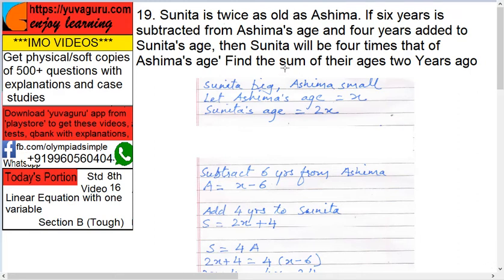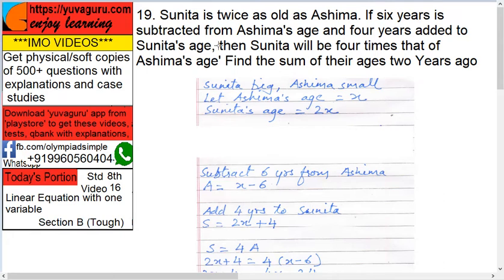In these types of problems, you shouldn't forget the basics. Who is older, Sunita or Ashima? That's what we forget. Remember the basics. Sunita is big, Ashima is small. Okay. So let Ashima's age equal x.